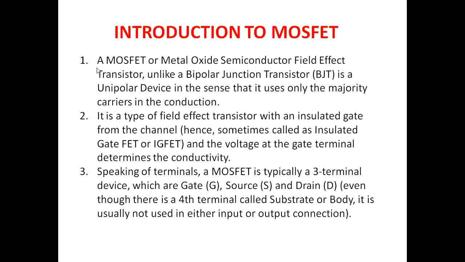So let's start with the introduction of the MOSFET. It is called a MOS transistor, metal oxide semiconductor field effect transistor, and it works like a bipolar junction transistor, but it is a unipolar device. Only majority carriers are available for the conduction, and that's why it is called a unipolar one.